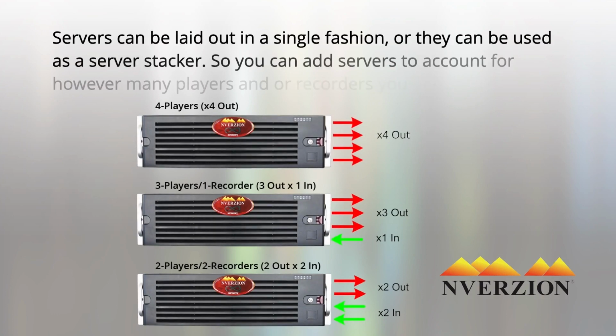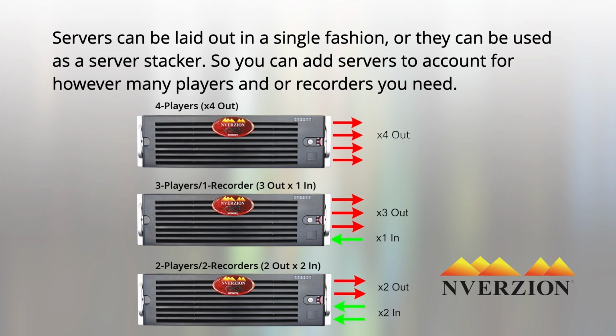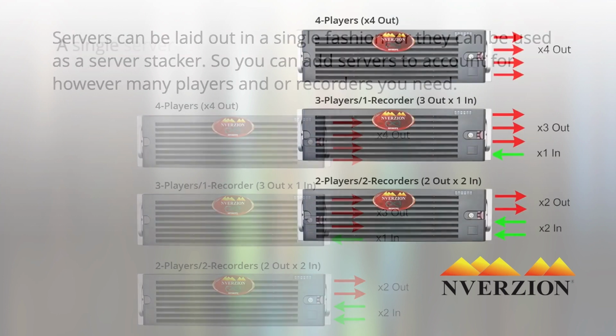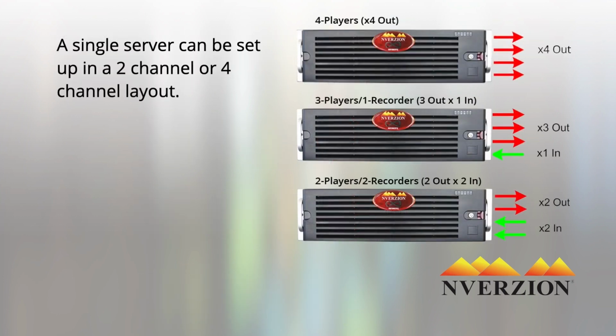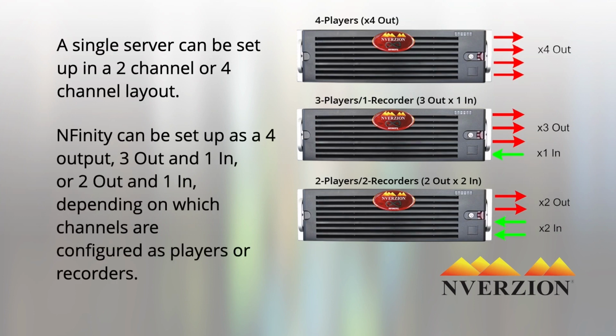Servers can be laid out in single fashion, or they can be used as a server stacker. So you can add servers to account for however many players and or recorders you need. A single server can be set up in a 2-channel or 4-channel layout. NFinity can be set up as a 4 output, 3 out, 1 in, or 2 out and 1 in, depending on which channels are configured as players or recorders.